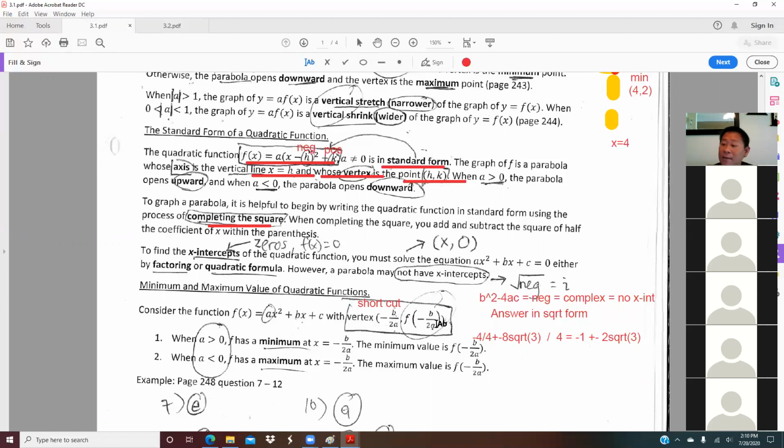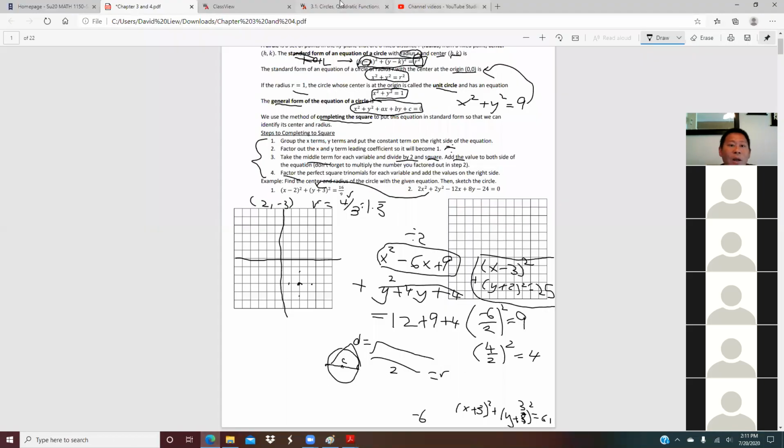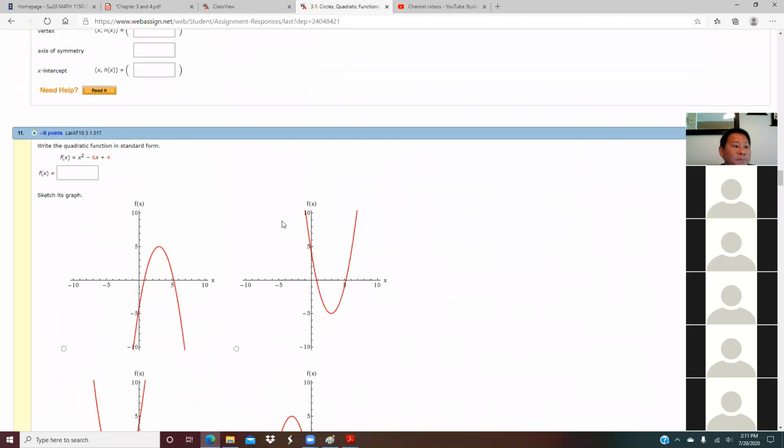So in the test, it's up to you. If I ask you to find the vertex, you can find it using completing the square, or you can use the shortcut to find it. Doesn't matter to me because your answer is still going to be the same. And again, the a here has the same property. If it's greater than 0, it's a minimum. At negative b over 2a, the minimum value is f of negative b over 2a, the y value of it. And if a is less than 0, it's a maximum value. So let me show you what's happening in your homework, like this question.